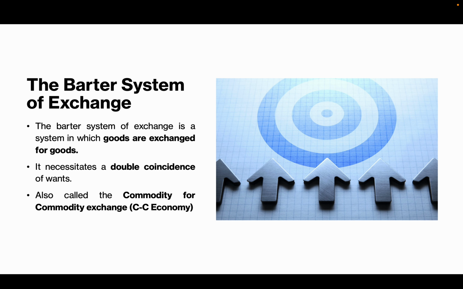Let's go back and discuss more on the barter system with an example. So if you want apples and my neighbor wants bananas, we both have what the other wants. We exchange. Easy. We have a double coincidence of wants. And this type of exchange is also called a commodity for commodity exchange. But there are drawbacks to the barter system.